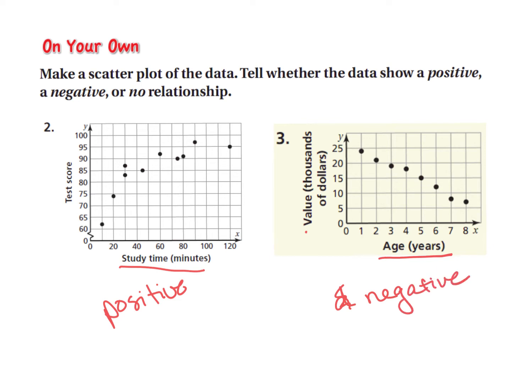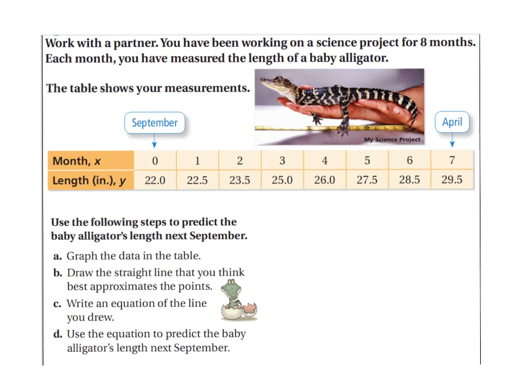So now let's put everything together. It says work with a partner. We're going to do these all together. You've been working on a science project for 8 months. Each month you have measured the length of a baby alligator. The table shows your measurements.